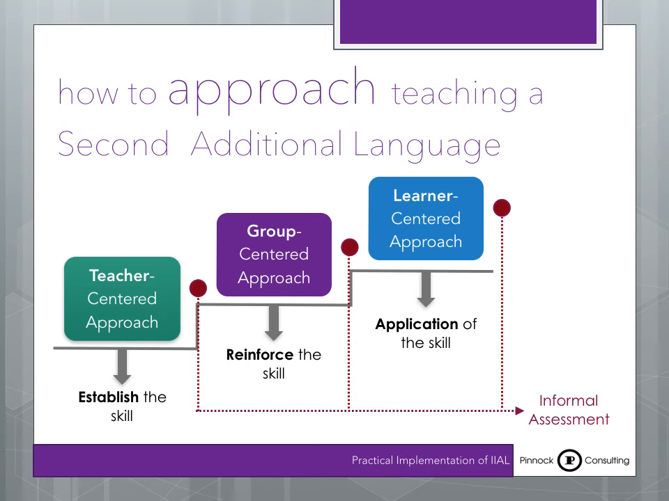Now the red dots in between the different stages all lead to informal assessment. And CAPS stipulates that a second additional language is only to be used in formal assessment. And informal assessment is done on a continuous and ongoing basis. So you don't want to wait till the end. You want to assess the learners informally in between the stages to see how well they've grasped it. Can you move to the next stage? Do you need to stay where you are and maybe work on it a little bit more?